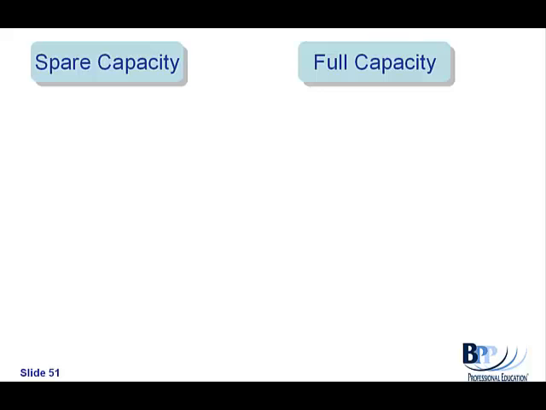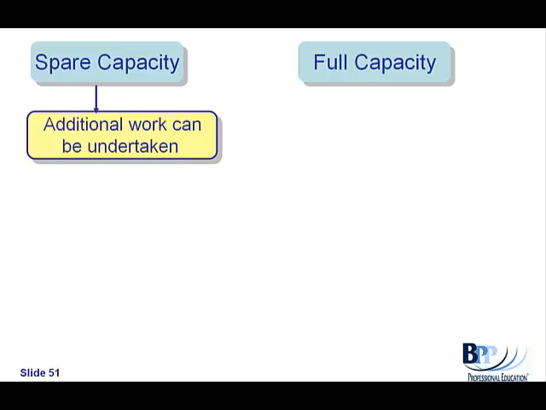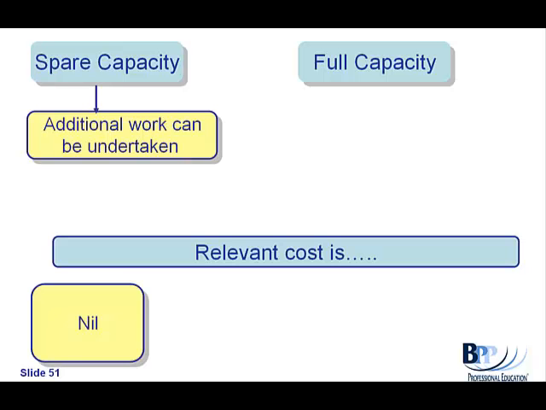Now let's look at something similar for labour. We need some labour to make our Venus bars. Well, our workforce will either have some spare capacity or they won't. If they've got spare capacity, we're paying them to work, let's say, a 35-hour week, but actually they're not that busy. They would be able to take on some more work. We don't have to pay them any more for taking on that extra work. So if you have spare capacity, the relevant cost of that is actually nothing.